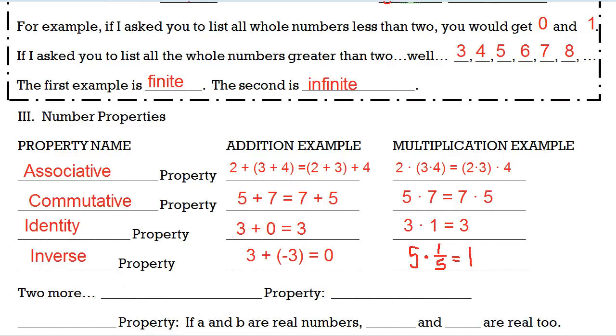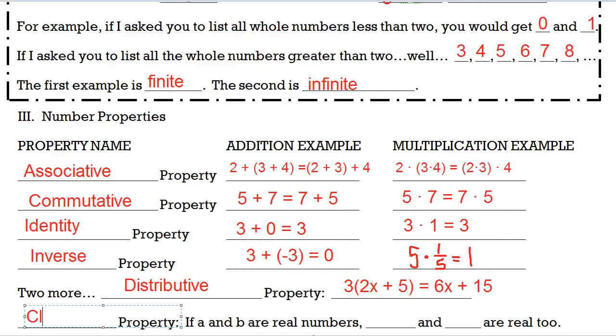All right. 2 more properties here. The distributive property, I think you know that one. That's if you have a 3 and then let's say 2x plus 5 on the inside. It comes out to 6x plus 15. You just multiply them. No big deal.